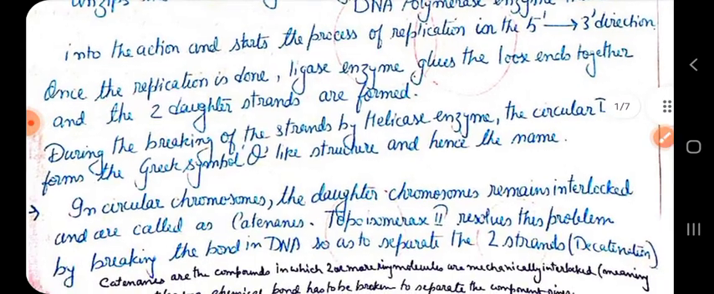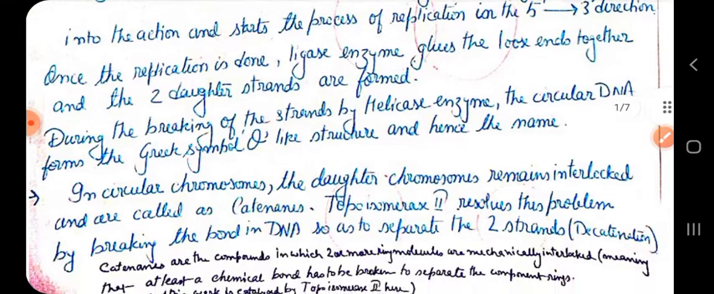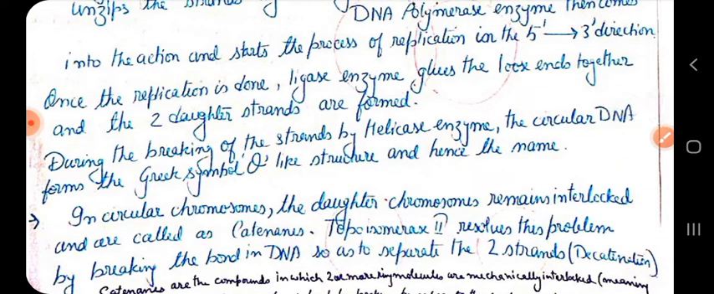During the breaking of the strands by the helicase enzyme, the circular DNA forms a structure like the Greek symbol theta, and hence we get that name. So when the helicase enzyme is breaking those bonds during the intermediate phase of the replication process, it resembles the Greek symbol theta.